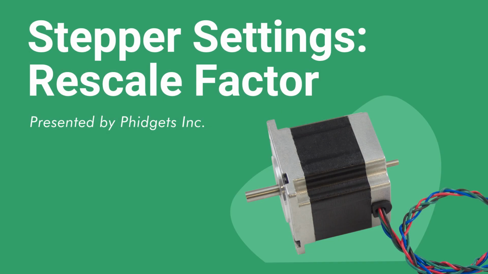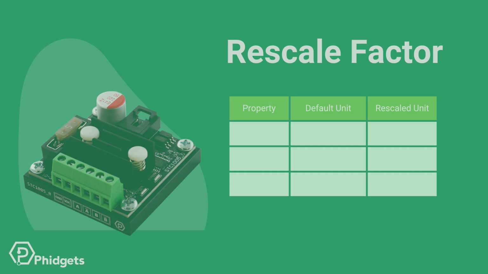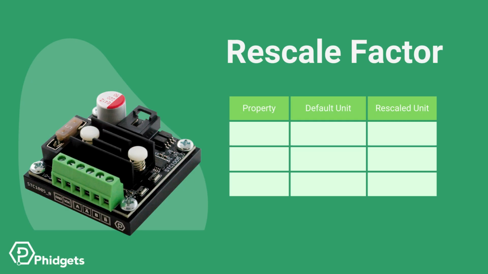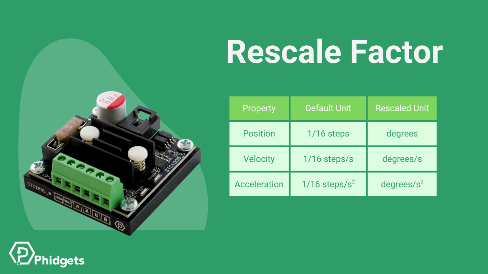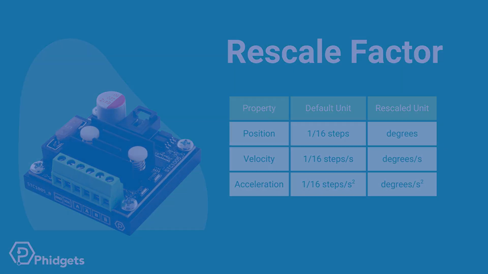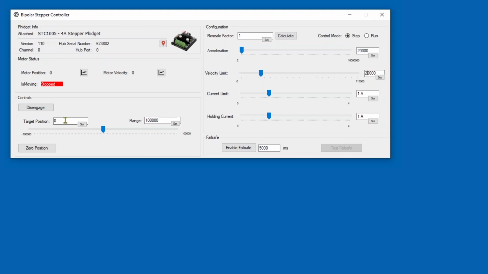In this video, we'll explain rescale factor, a property of Phidget stepper controllers. Setting a rescale factor allows you to change the units of position, velocity, and acceleration from the default unit of 16th steps to something more intuitive like rotations or degrees. When we first open the Phidget control panel, these units are all in 16th steps.